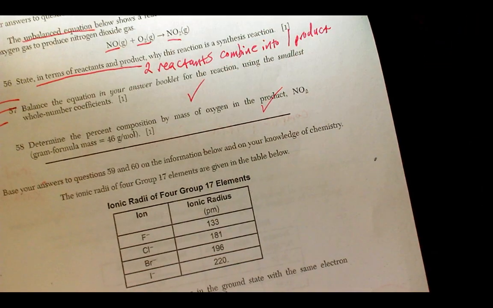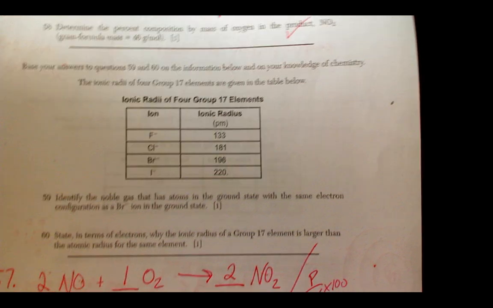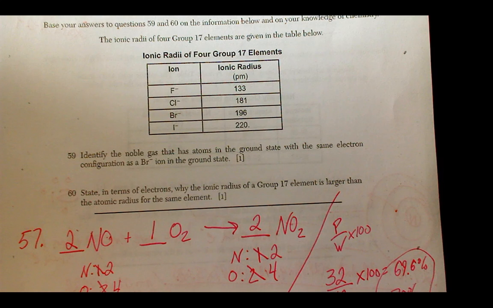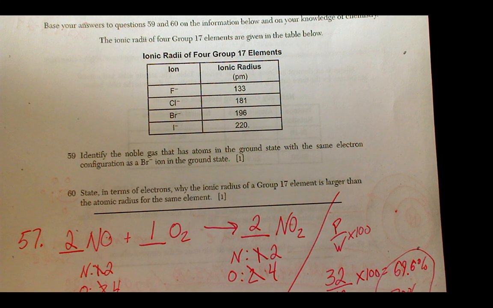Hold on. All right, number 59 and 60 now have this little chart here. And it says the radius for ions of these four elements from group 17. That's the halogens, the halides. As ions, how big are they? So they all have gained an extra electron, and they have this ionic radius.